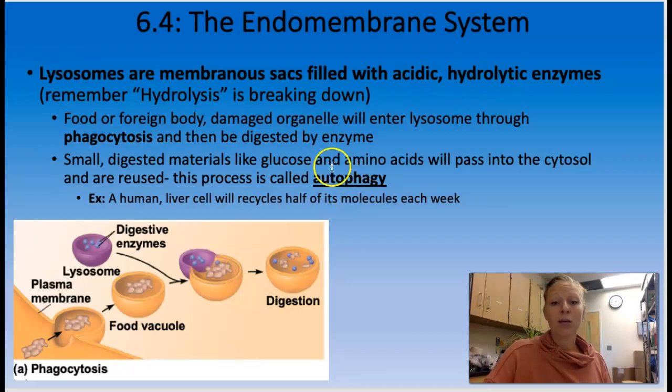And so this process is called autophagy. Remember that auto is a prefix for self, that the cell is breaking down the pieces and using them again to provide for itself. And a really interesting example is that a human liver cell will recycle half of its molecules each week. And so there is a lot of autophagy going on within our liver cells.